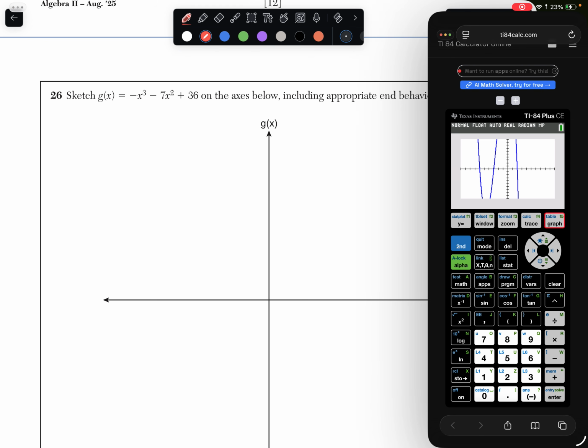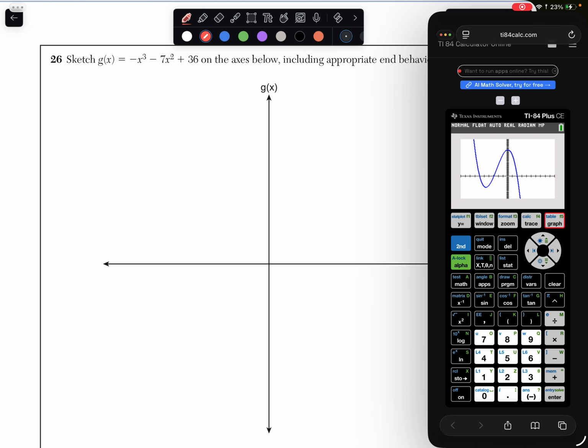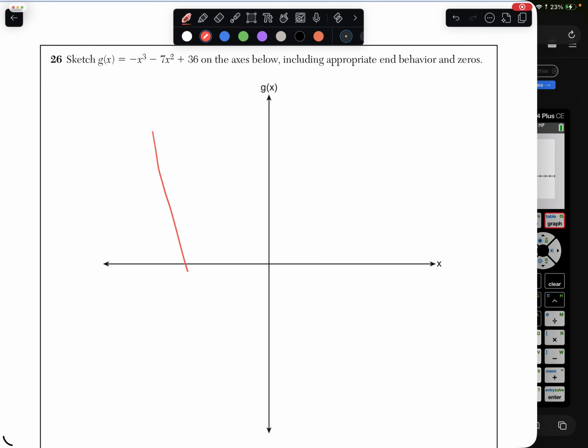Right now, this doesn't give us a good enough picture because I can't see everything. So I'm going to make the y min maybe negative 30 and then y max positive 30. It seems like it's not tall enough, so let's make it positive, I don't know, 50. Oops, that's just 5. Now this gives us a pretty good idea of the graph. It says we need the appropriate end behaviors and the zeros. So it would look something like this.